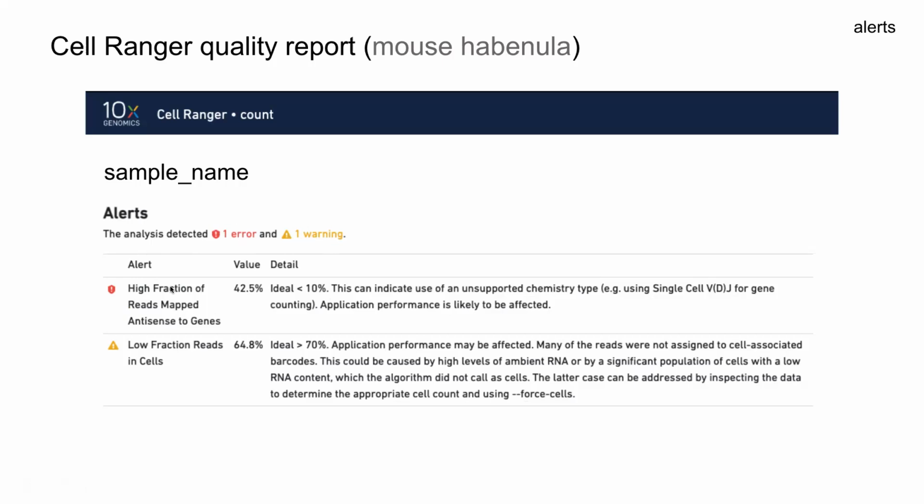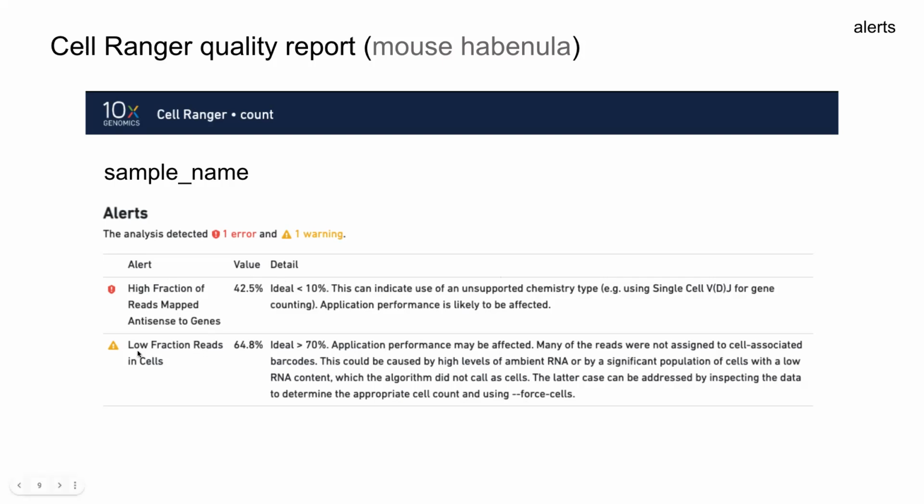The error is that there are too many reads mapped antisense, like 40% of them, where the ideal is less than 10 according to them. This is just something we have to think about down the line. I think it just tosses out all the reads mapped antisense, which is weird, but I've seen this show up in a few different data sets. I don't know if anyone else has seen this.